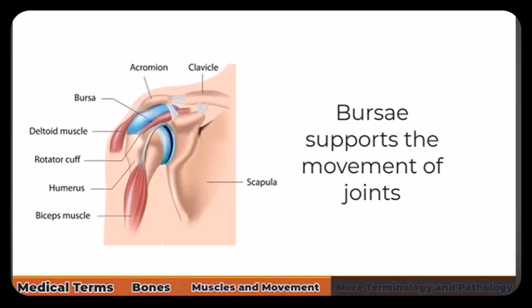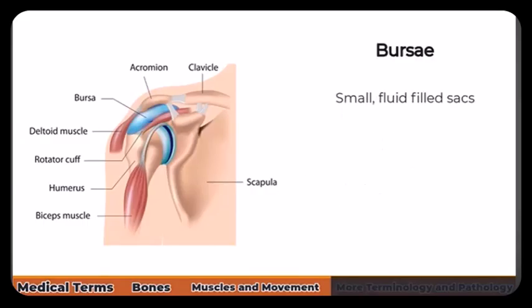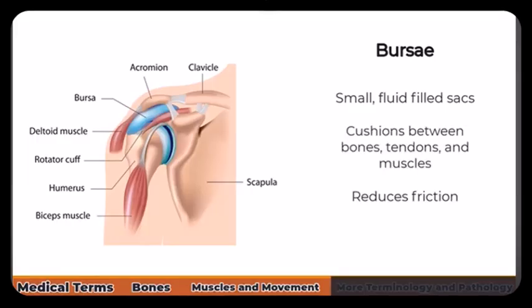Bursae also support movement of synovial joints. These small fluid-filled sacs act as cushions between bones, tendons, and muscles to reduce friction and allow smooth movement.